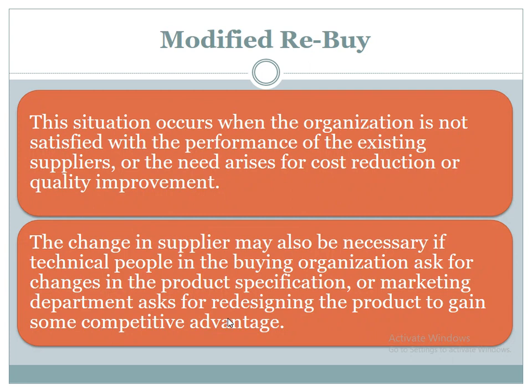Modified rebuy. The situation occurs when the organization is not satisfied with the performance of the existing suppliers, or the need arises for cost reduction or quality improvement. The change in the supplier may also be necessary if technical people in the buying organization ask for changes in the product specification, or the marketing department asks for redesigning the product to gain some competitive advantage. That's why it is modified rebuy.